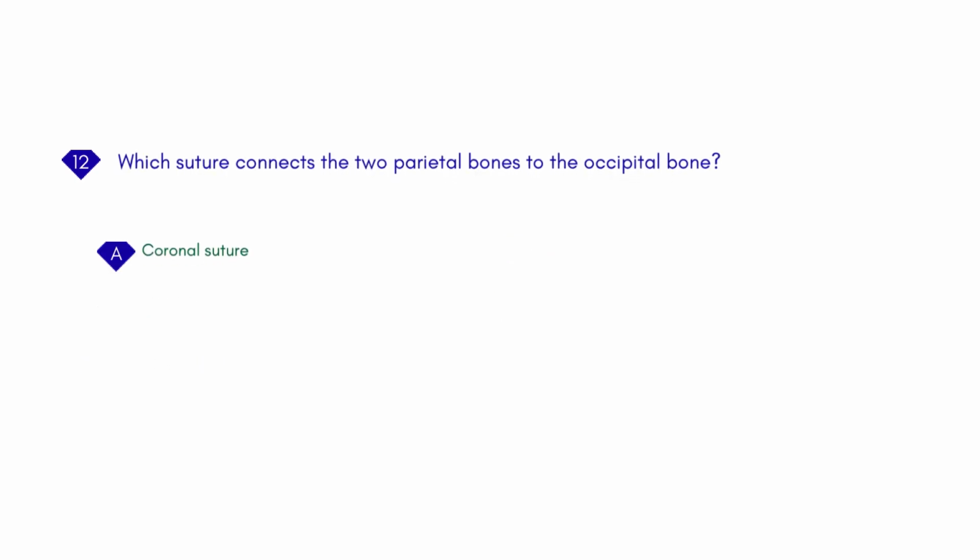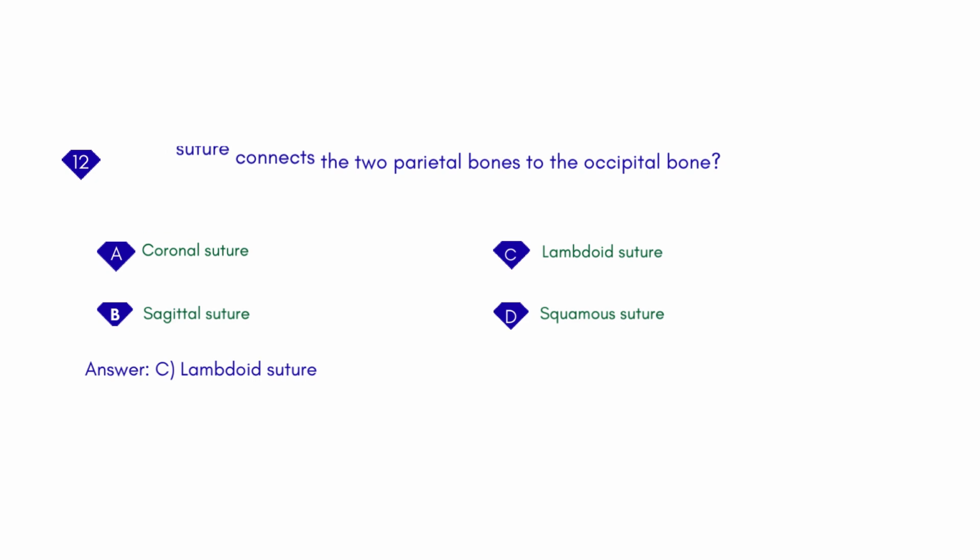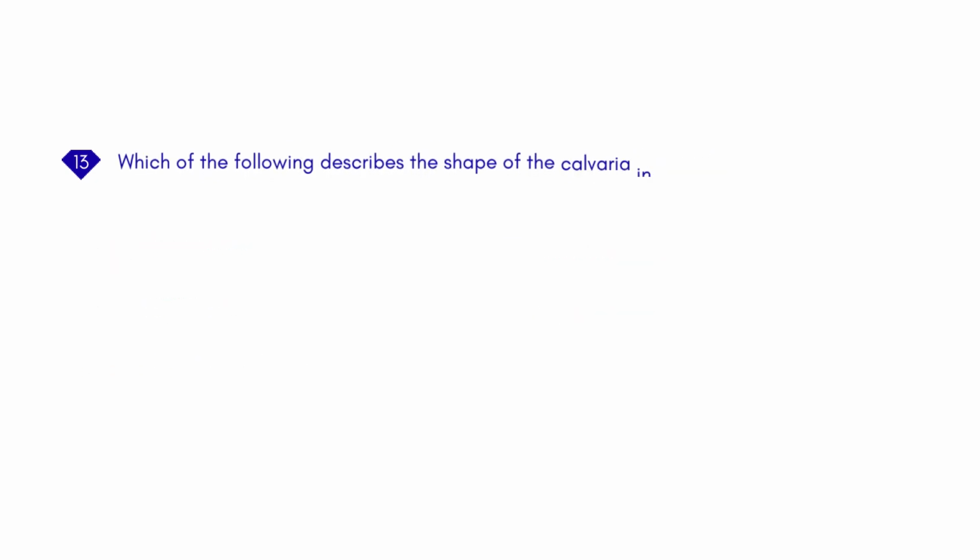Which suture connects the two parietal bones to the occipital bone? A. Coronal suture. B. Sagittal suture. C. Lambdoid suture. D. Squamous suture. Answer: C. Lambdoid suture.